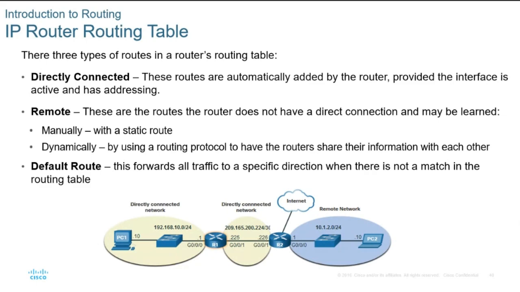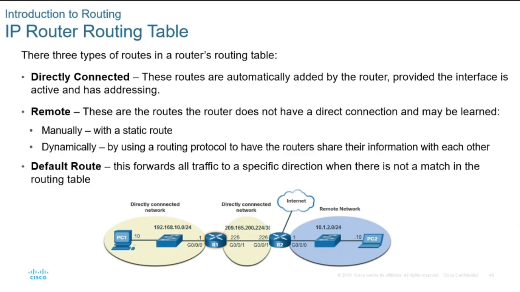We can see this in our figure. This is our router 1. This 192.168.10.0 is directly connected, and also 209.165.200.224/30. These are directly connected to our router 1.